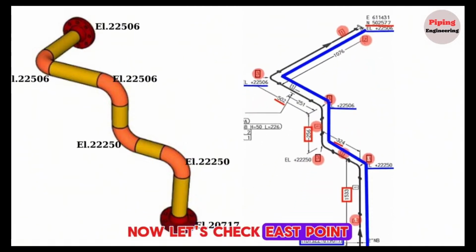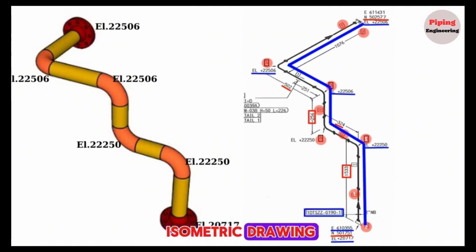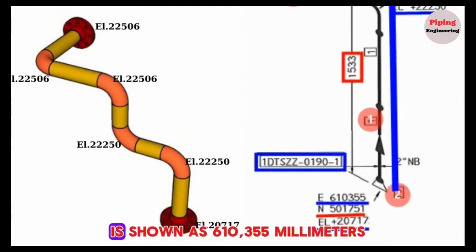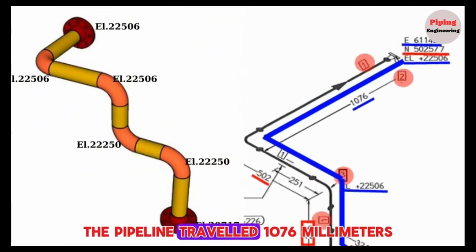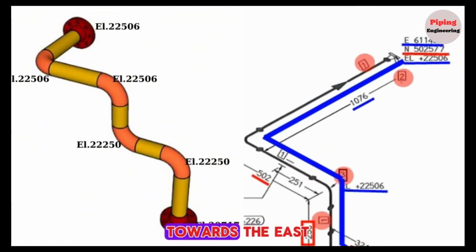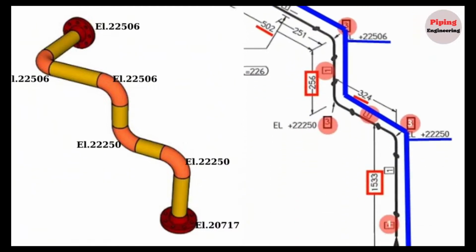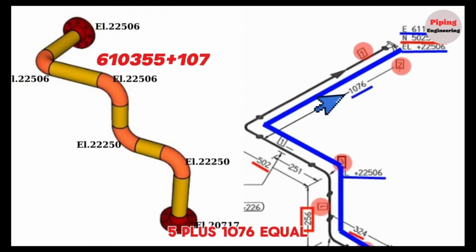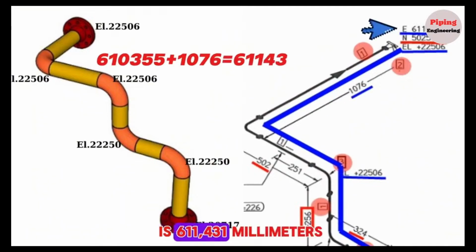Now, let's check the east point shown in the piping isometric drawing. The east of the starting point of the pipeline is shown as 610,355 millimeters. The pipeline traveled 1076 millimeters towards the east. We can easily calculate the east of the last point of the pipeline. 610355 plus 1076 is 611,431 millimeters.